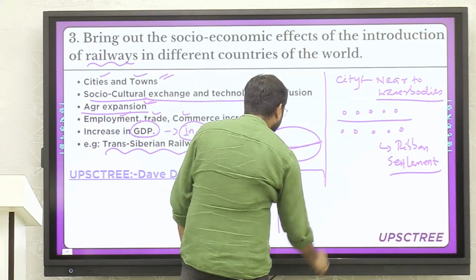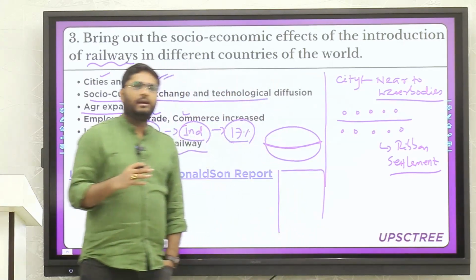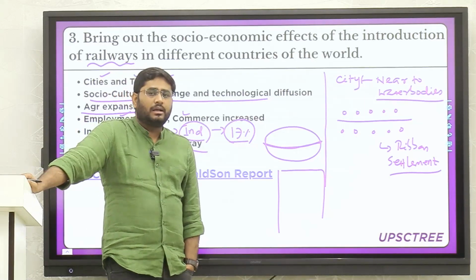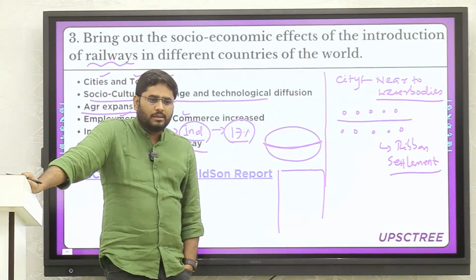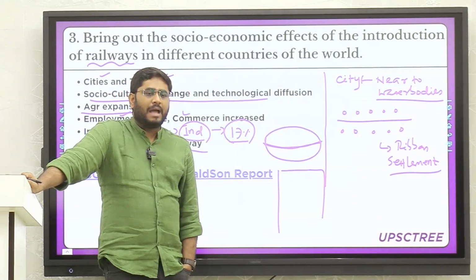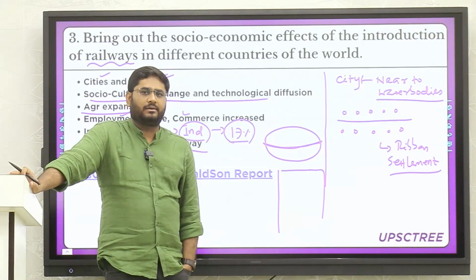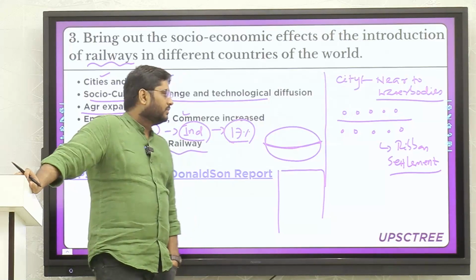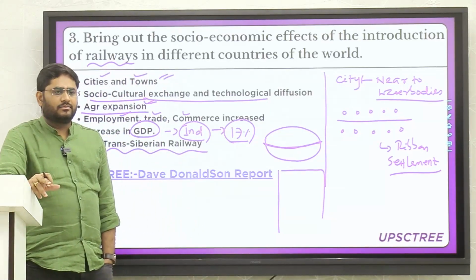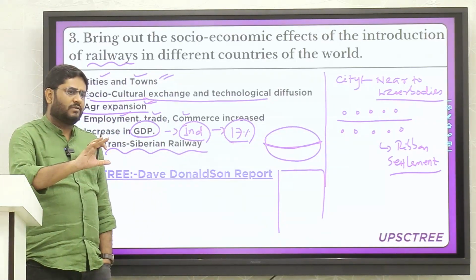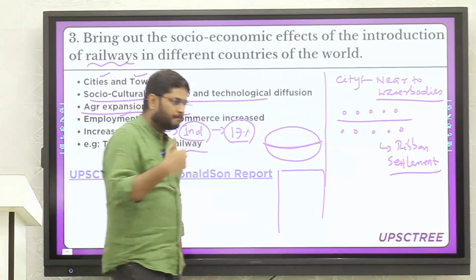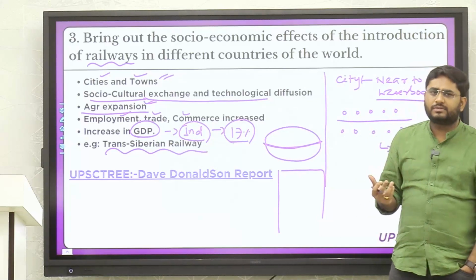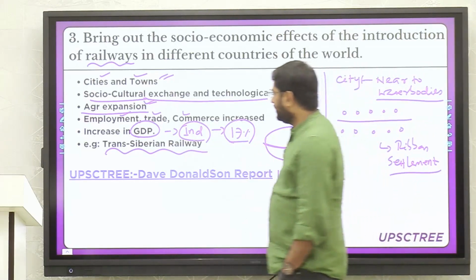But if you see the railways built in, say, the USA or Europe, in the early years they were mostly built upon the backbone of slavery, or slaves brought from Africa. So for those particular societies, it just intensified the problem of slavery. That example you can give over there.